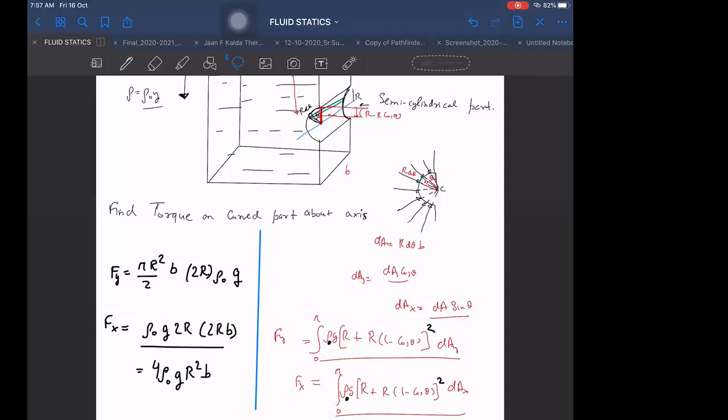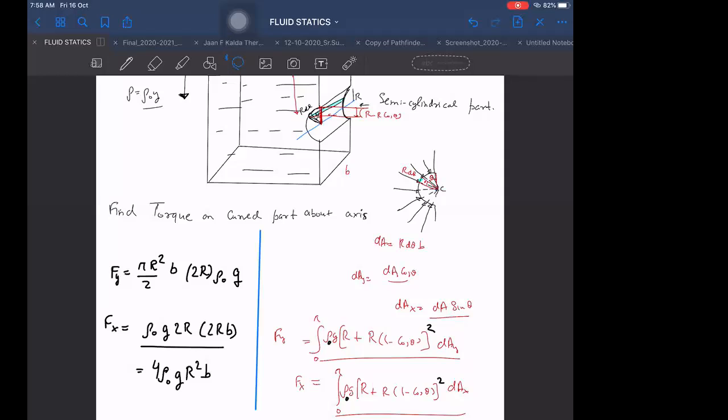Fy I'm getting 2 rho naught G pi R cube B, sir. 2 rho naught G pi R cube B. Yes, sir. I'm getting something slightly different, although I'm doing it orally and I don't know, maybe it is correct or not.